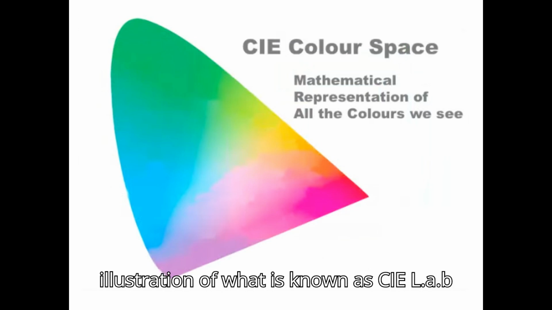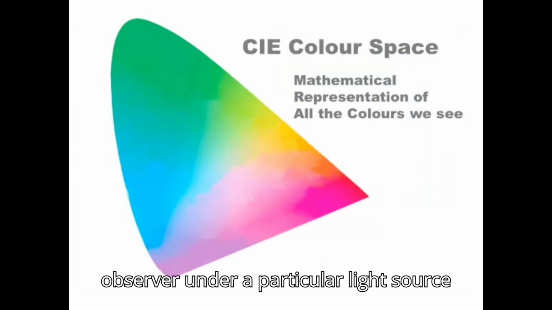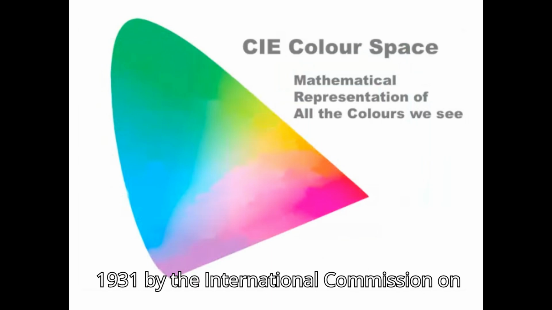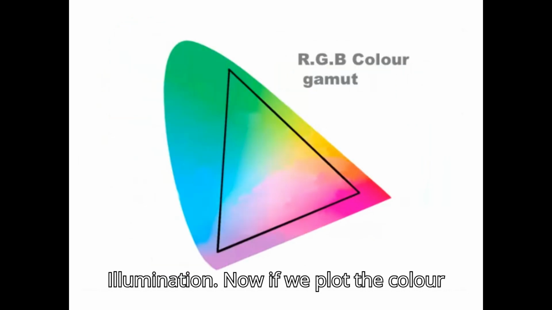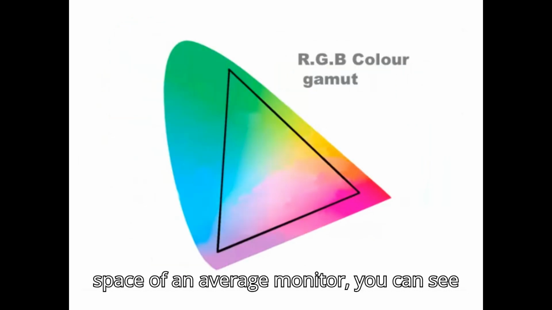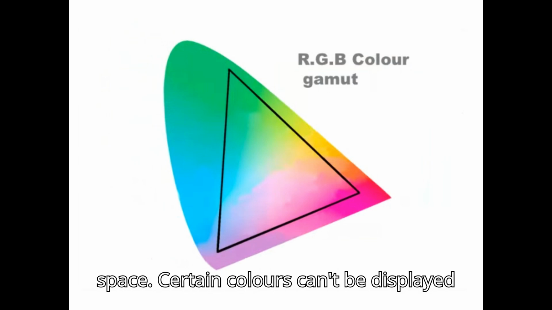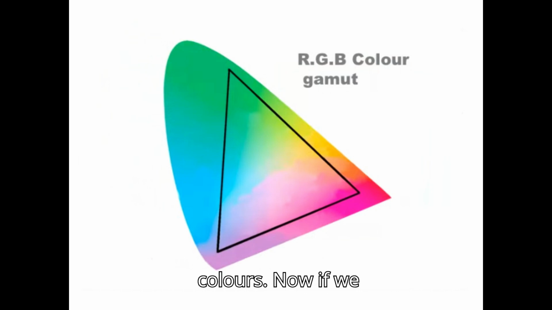This is an illustration of what is known as the CIE LAB colour space. It's a mathematical model of the range of colours that an average observer under a particular light source can see. It was developed in 1931 by the International Commission on Illumination. Now, if we plot the colour space of an average monitor, you can see it only covers a part of the CIE colour space. Certain colours can't be displayed on a monitor. Think of very dull matte colours.